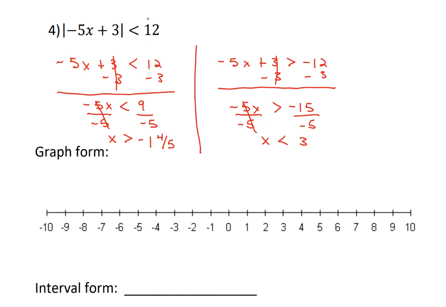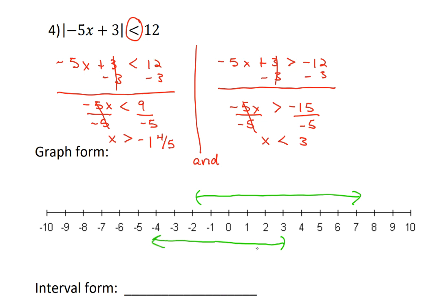Okay, but I'll look at my original inequality, and I see that's less than, so that means my connecting word is and. Okay, so I'm only going to be graphing the parts of the graph that overlap. So this first one says x is greater than negative 1 4/5. Negative 1 4/5 would be close to negative 2. And since it's just greater than, not greater than or equal to, we would use a parenthesis, and it goes to the right. And then x is less than 3. We would start at 3, and we would go to the left.